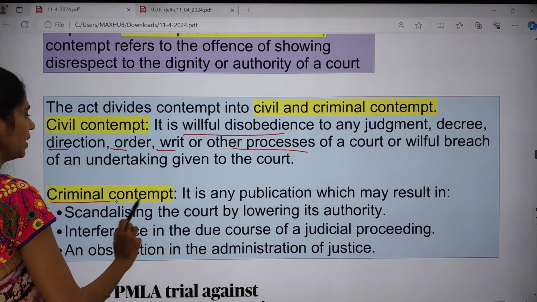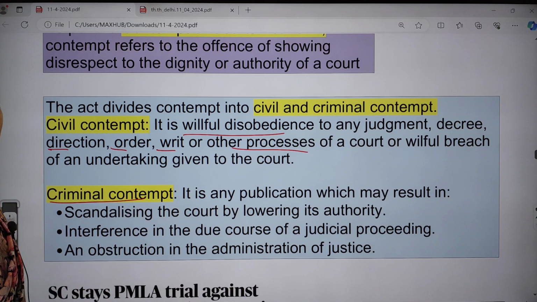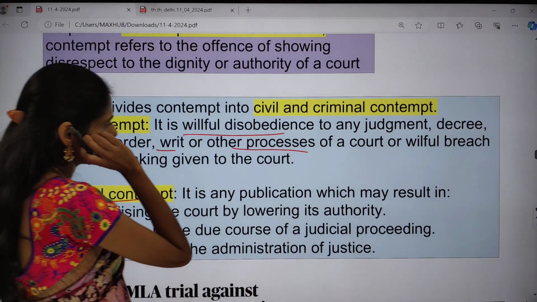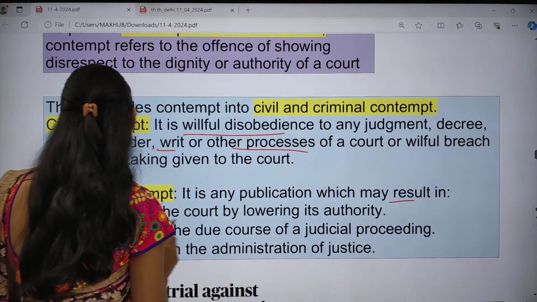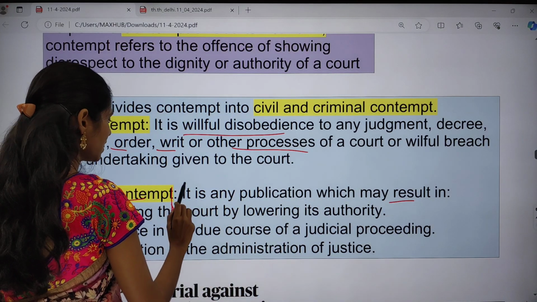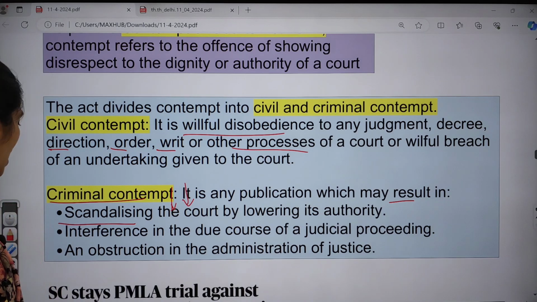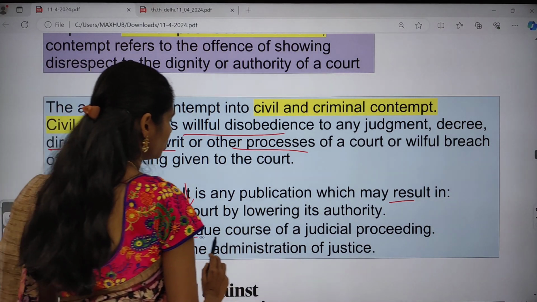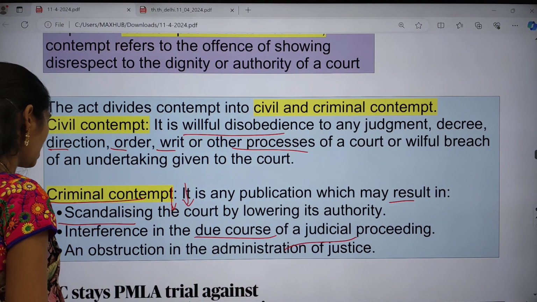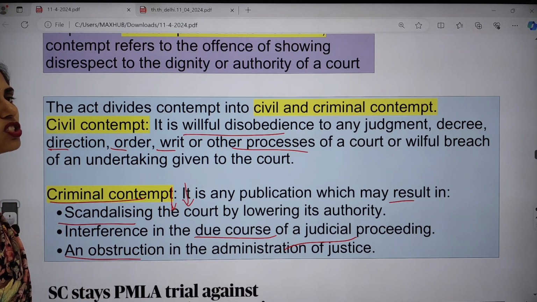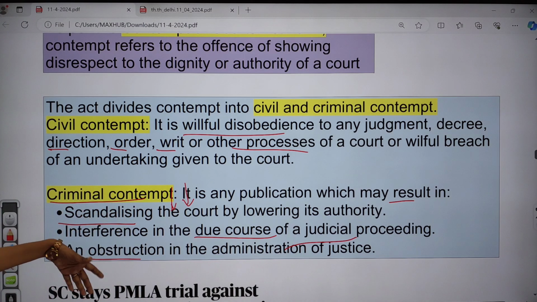The next one is criminal contempt. Criminal contempt means any publication which may result in scandalizing, that is lowering the court's authority, or whenever there is interference in the due course of judicial proceedings, or obstruction in the administration of justice. In this process it will come under criminal contempt.